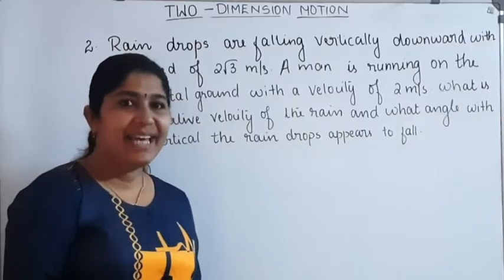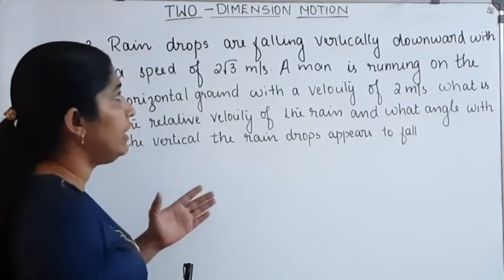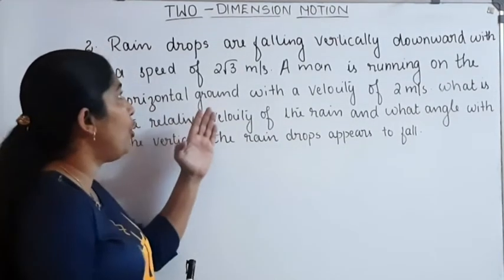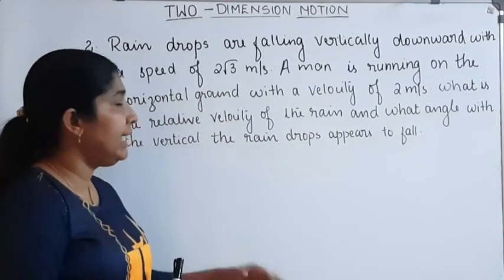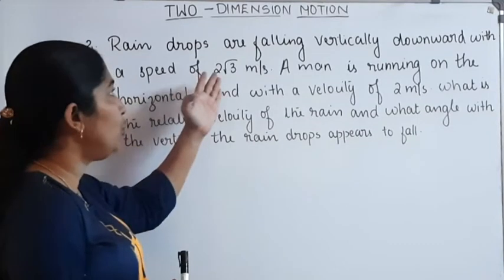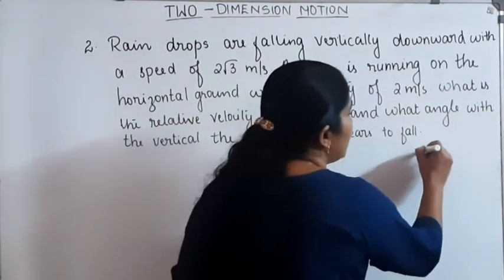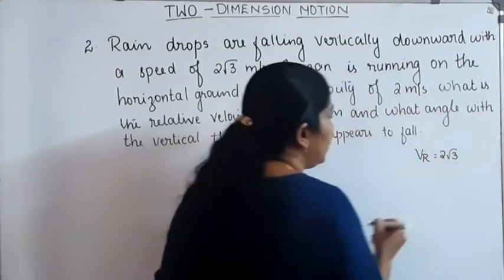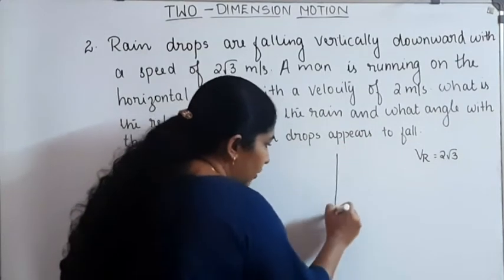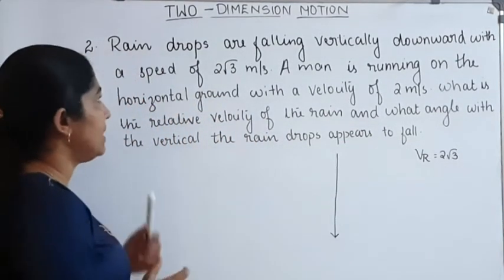Our second question. Raindrops are falling vertically downward with a speed of 2 root 3 meter per second. Velocity of the rain is given. Velocity of rain is equal to 2 root 3 meter per second.